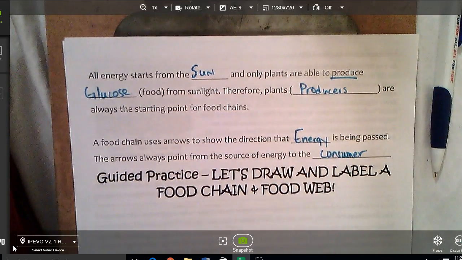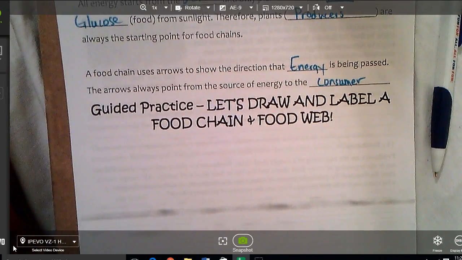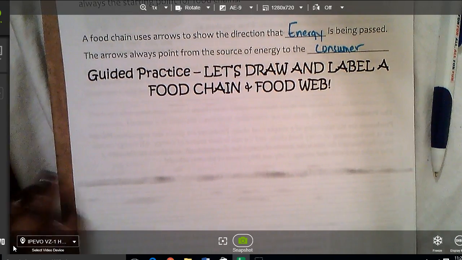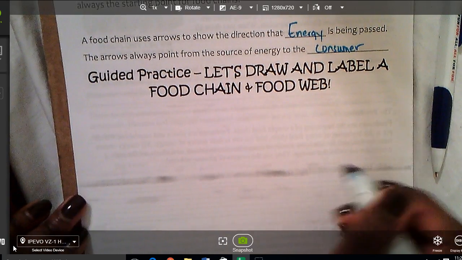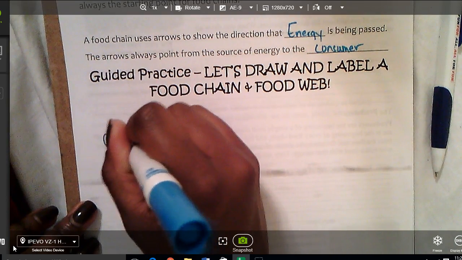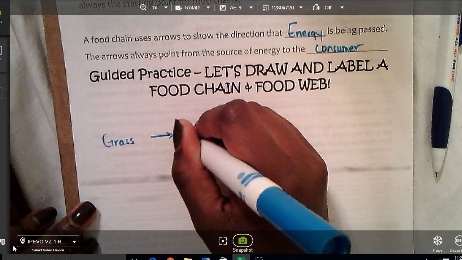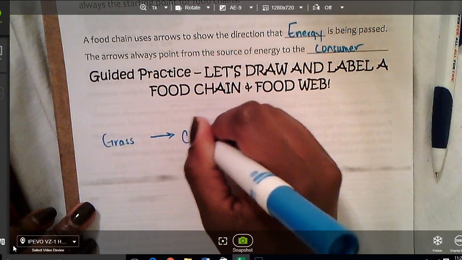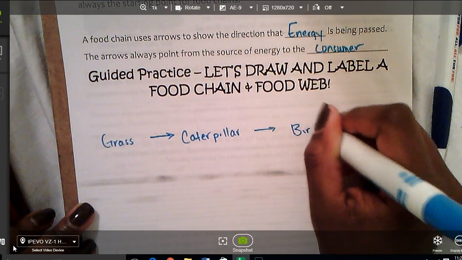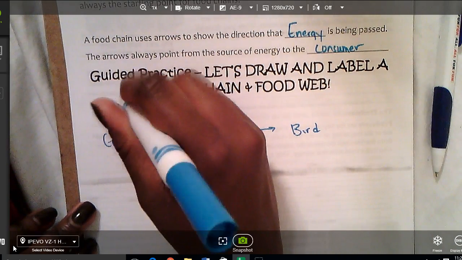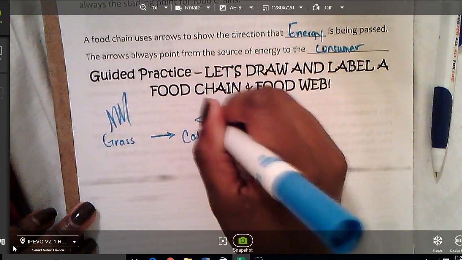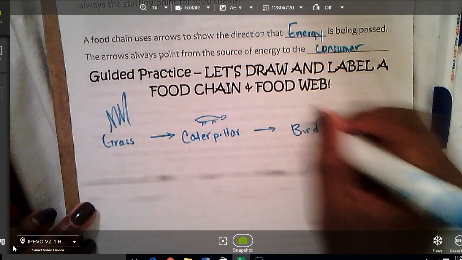So we're going to practice really quick with drawing and labeling our food chain and food web with our producers, our consumers, and our decomposers. So first, we'll just draw a simple food chain. So we will draw grass. We will draw a caterpillar, and a bird. So we have grass, caterpillar. I have no idea how to draw a caterpillar. Just do the best you can. And a bird.